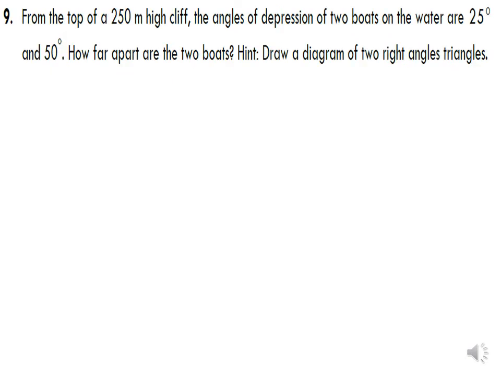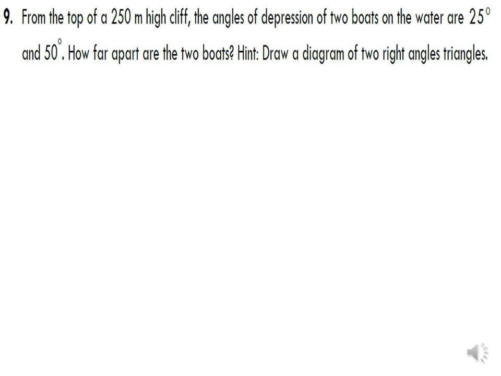Now on to our last question of our review, and this is kind of like the quote-unquote hardest one, or at least the one that has the most work. So from the top of a 250-meter high cliff, the angles of depression of two boats on the water are 25 degrees and 50 degrees. How far apart are the two boats?